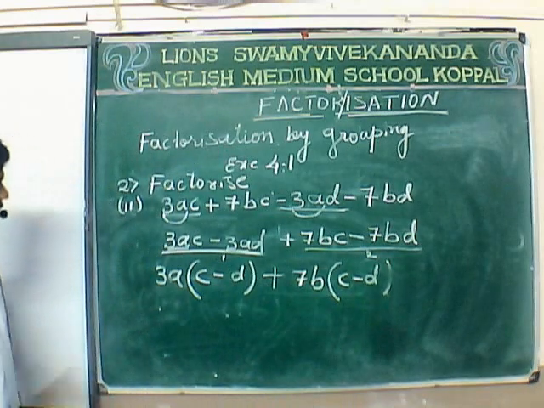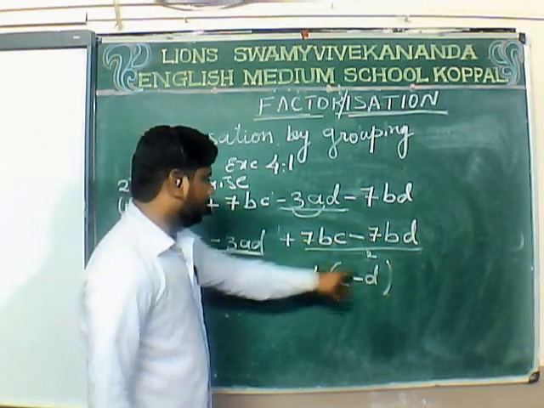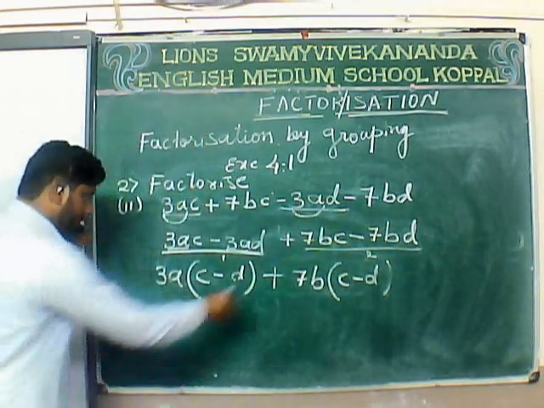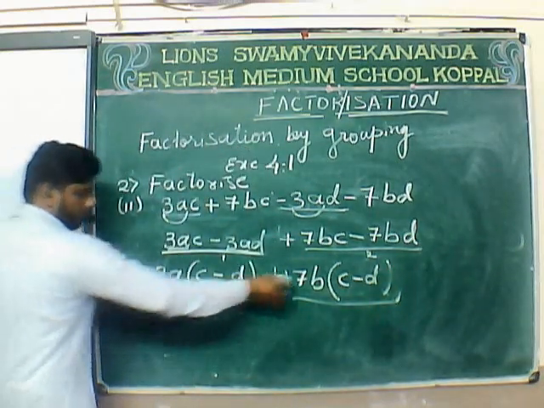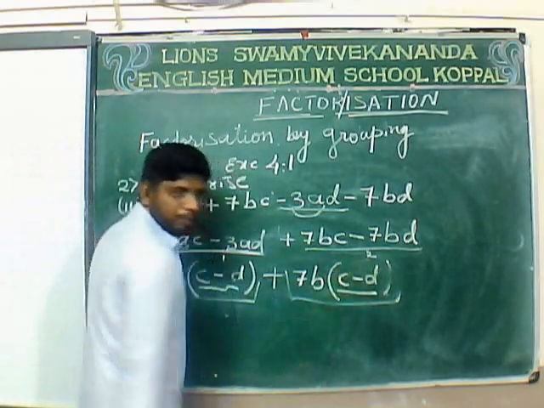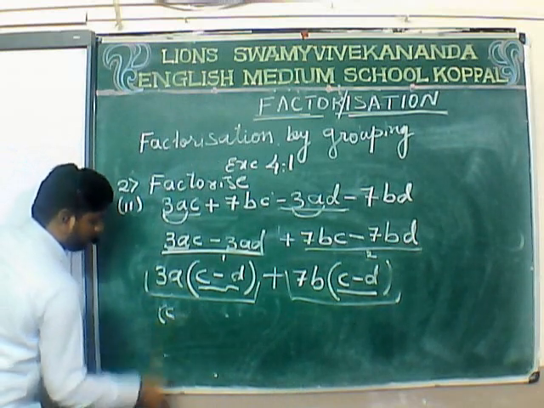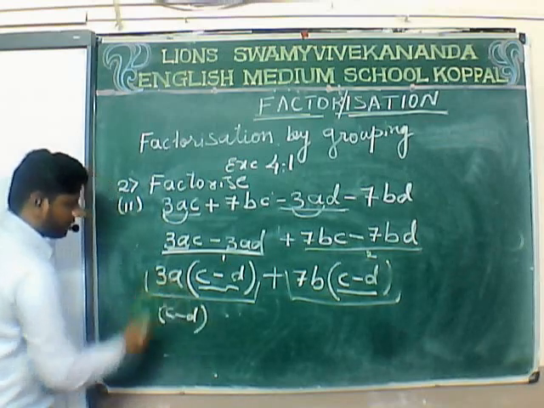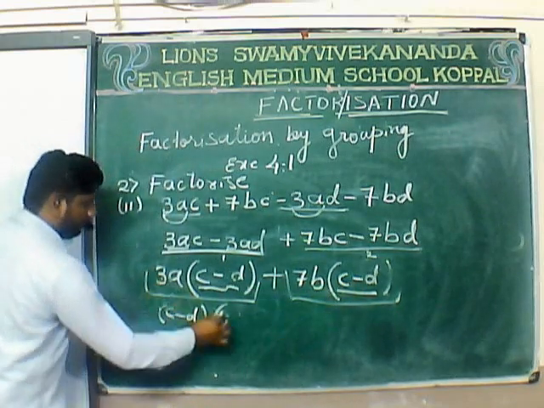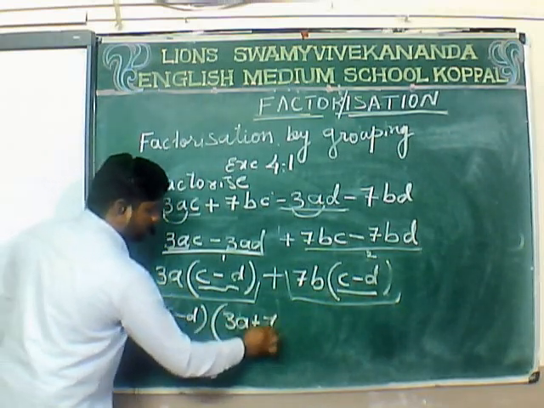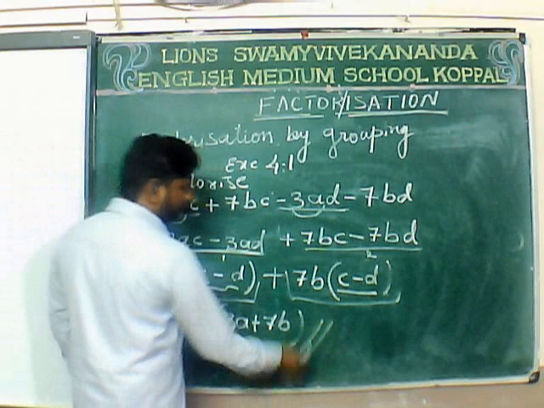Done? Yes. So we took 3a as common, c minus d is left, plus 7b as common, c minus d is left. Again you can see that this is one term and this is the second term. In these two terms, we have a common c minus d. So again I can take c minus d outside from both the terms. What is left? 3a plus 7b. Right? This is factorization by grouping.